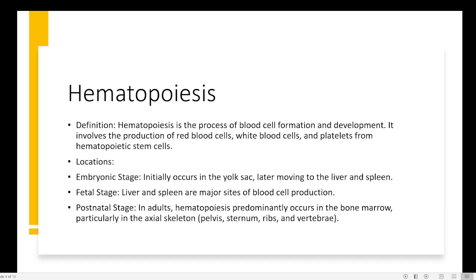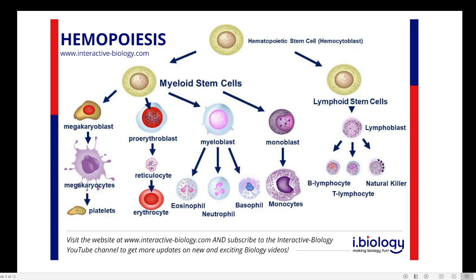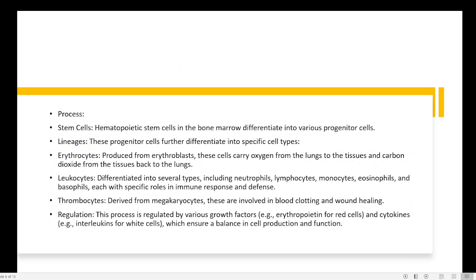You can see that pelvis means our hip region, the bones in our hip region, sternum, this is the bone here, and ribs, and vertebra. These are the main bones which are involved in the formation of blood cells in an adult person. Whereas in an embryo, it is mainly taking place in the yolk sac. So here also we have seen how this hematopoiesis or hemopoiesis is going on. Then here is how this process actually takes place.